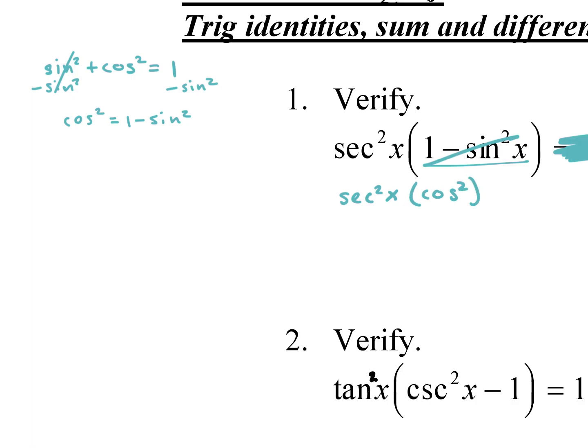We're going to find what this equals. We don't know what it equals. We're still simplifying. What else could I do here to simplify? I can change secant squared to be 1 over cosine squared. So 1 over cosine squared times cosine squared. Cosines cancel, so we're just left with 1.